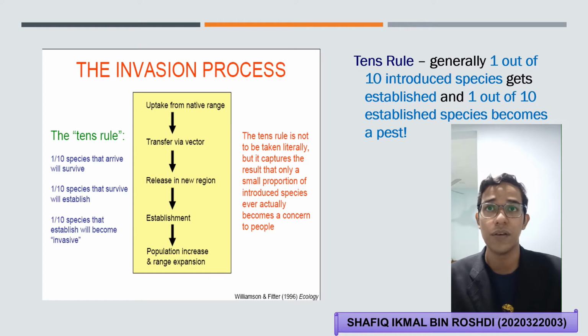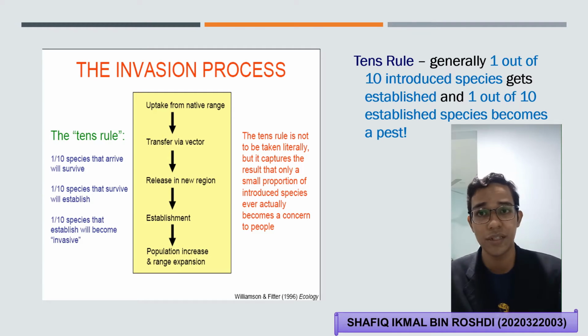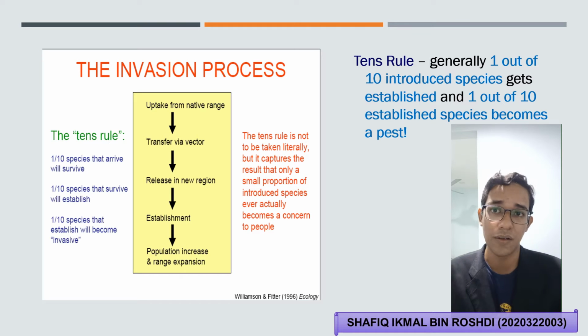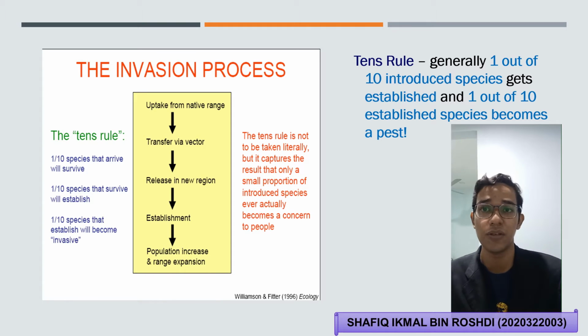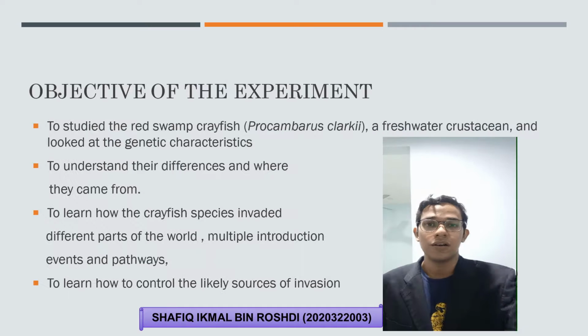Next is the invasion process. The first one is uptake from a native range, then transfer via vector, release in a new region, and establishment occurs, and lastly population increase and range expansion.